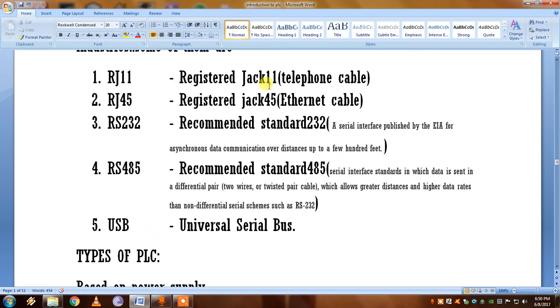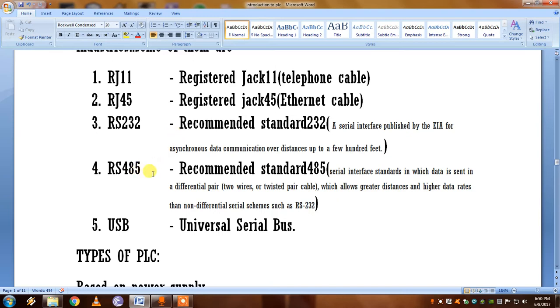RJ11 is a registered jack 11, which is nothing but a telephone cable. RJ45 is registered jack 45, which is an Ethernet cable we use in PCs. RS232 is a recommended standard 232 protocol, defined as a serial interface published by the EIA for asynchronous data communication over distances up to a few hundred feet. We can use it for a few hundred feet only.